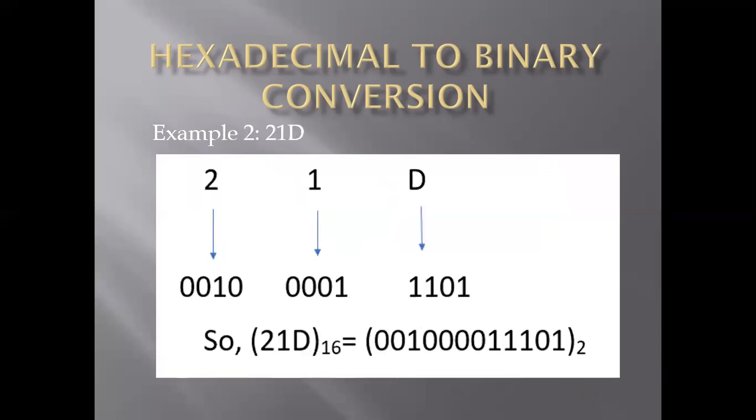Another example, 21D. First separate the digits 2, 1 and D, and then separately write down the equivalent binary. So for hexa 2, our binary is 0010. For hexa 1, our binary is 0001. For hexa D, which means decimal 13, our binary is 1101, and then combine them, so the final answer is 001000011101.